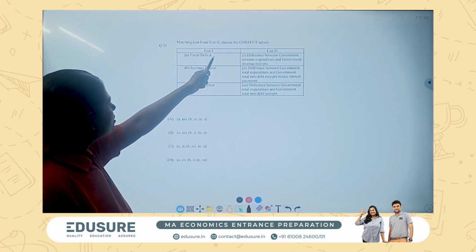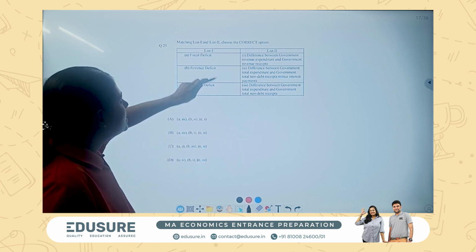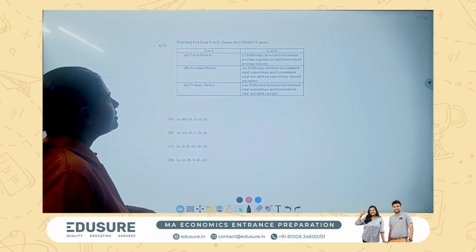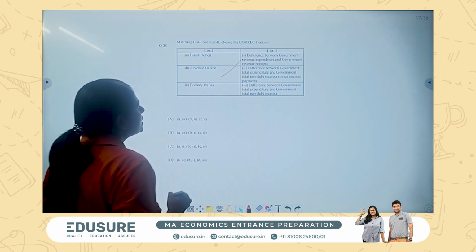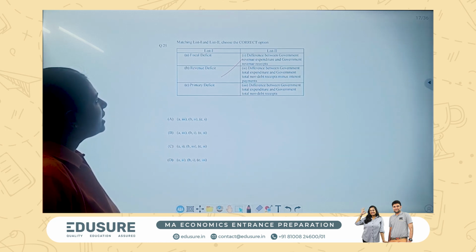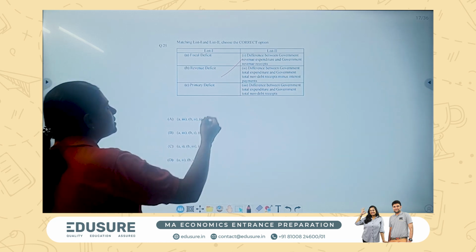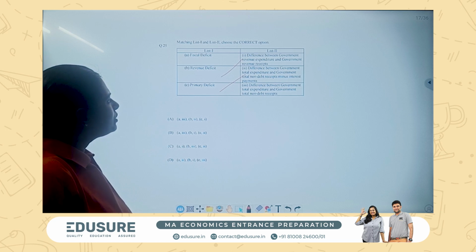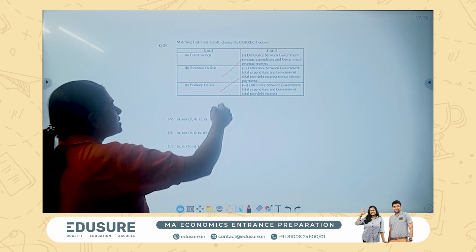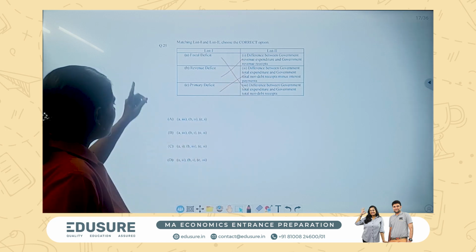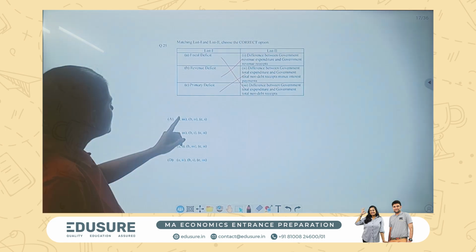These are the definitions of revenue deficit, fiscal deficit and primary deficit, and we have to match them. The difference between government revenue expenditure and revenue receipt is revenue deficit. Difference between government total expenditure and government total non-debt receipts minus interest payments, that is primary deficit. And difference between government total expenditure and government total non-debt receipts is fiscal deficit. So that is going to be A3, B1 and C2. So the answer is B.